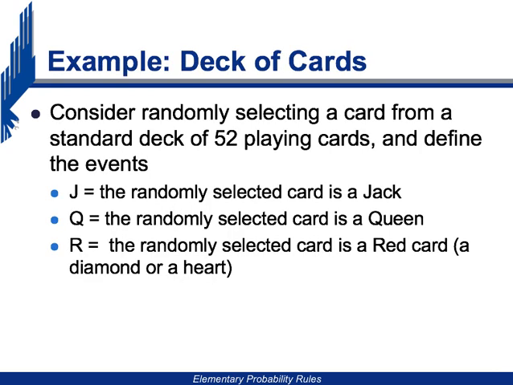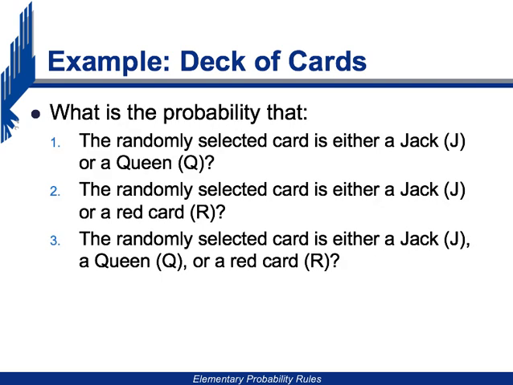In this example, consider randomly selecting a card from a standard deck of 52 playing cards and define the following events. First, J is the event wherein the randomly selected card is a jack. Q is the event where the randomly selected card is a queen, and R is the event where the randomly selected card is a red card, meaning the suit is either diamonds or hearts. In that example, let's compute the following probabilities.